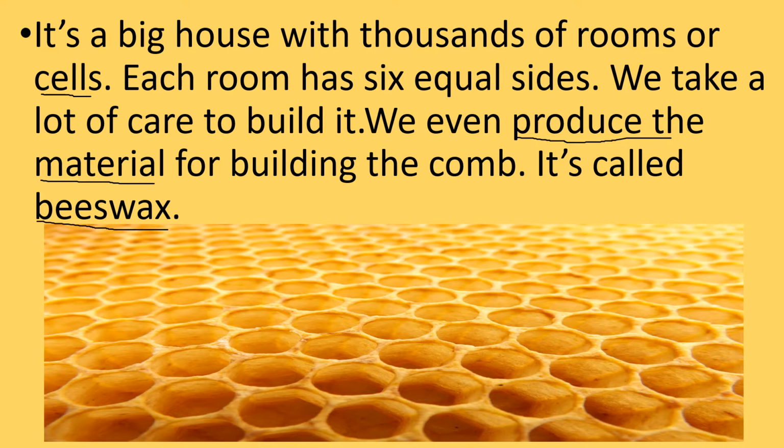Now the house of the honey bee is called the honeycomb. It is a big house with thousands of rooms. Rooms are also known as cells. Each room has 6 sides and all the 6 sides are equal. Bees do not collect things to build the house. Instead, they produce some material required to build the house, and that material is called beeswax.